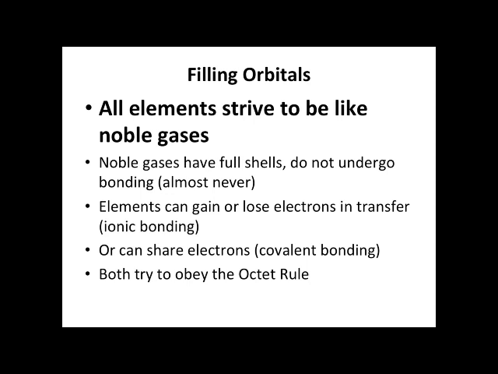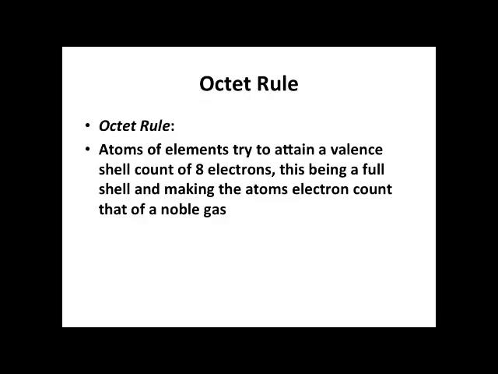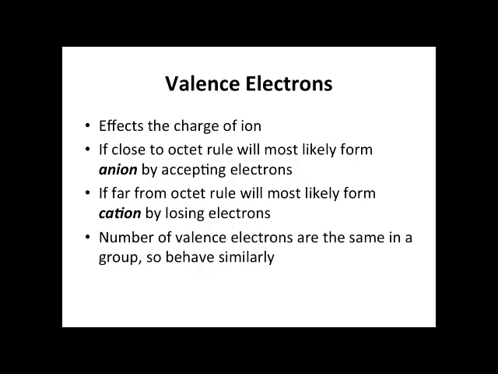The whole idea is that energy drives these bonds. Other elements can gain or lose electrons by ionic bonding, so they'll transfer electrons, or they can share electrons in a covalent bond. But either way, they're both trying to get to the octet rule. The octet rule says basically that atoms of elements try to attain a full valence shell, a count of 8 electrons, to be like the noble gases. The valence electrons are the only ones that actually partake in bonding. Only the outermost electrons will partake in this bonding.